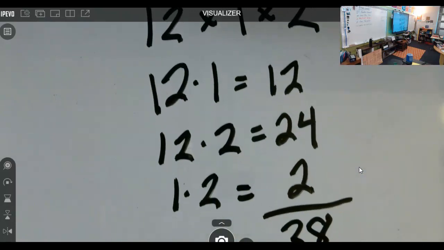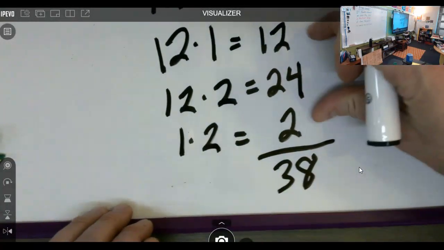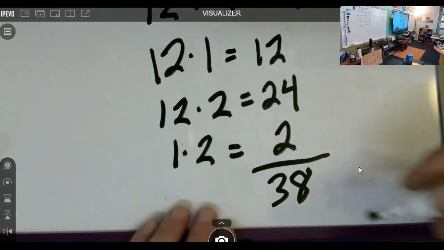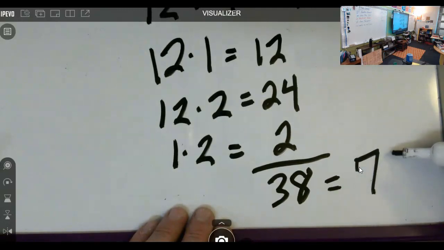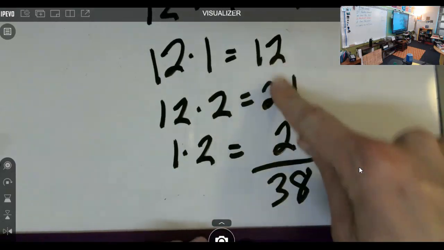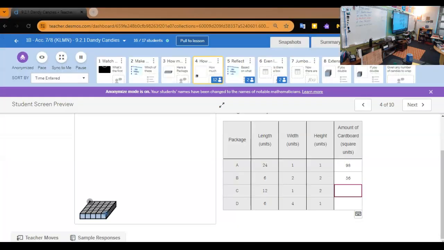But then we have to double that because this is only 3 of the faces. There are 2 12s, 2 24s, and 2 2s. So when we double that, it's really, not for C, because didn't we just have 38? Oh yeah. And then that doubled is 76. I accidentally doubled it twice. I think C is supposed to be 76.